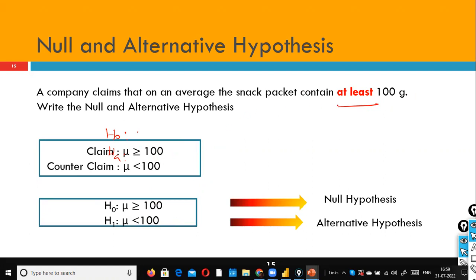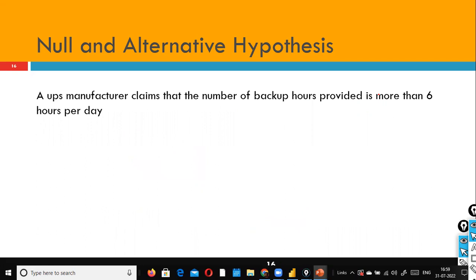Okay, so now you understood what is at least, right? If you find this clause at least, then it is greater than or equal to. At most is less than or equal to. Let me see how many of you can give a correct answer. Here we did not see any at least or at most, and we don't see an equal sign either. Here we can see more than 6 hours per day. What the manufacturer says, more than 6, right?